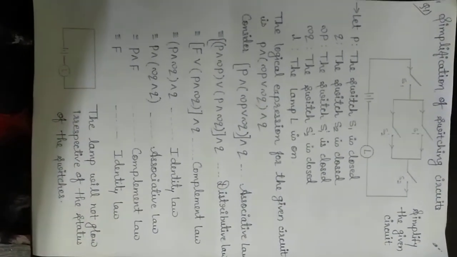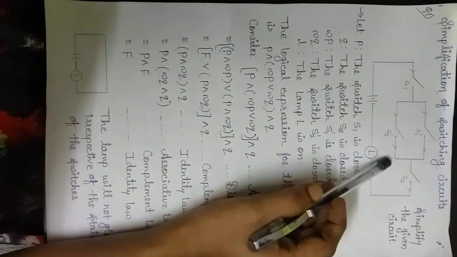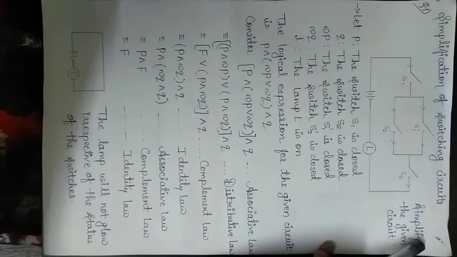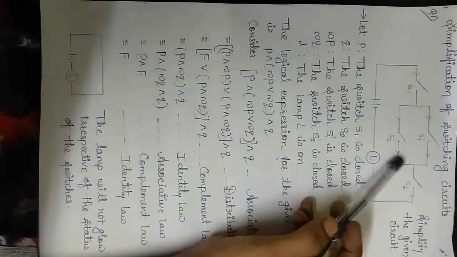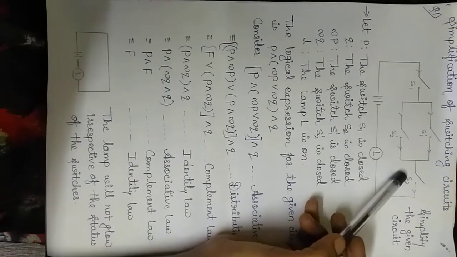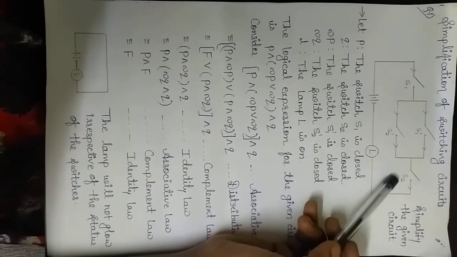Hello students, today we are going to learn simplification of switching circuits. So here one circuit diagram is given and the question is: simplify the given circuit. So first we will check how many switches are present in the given circuit. So here two switches are present, S1 and S2.